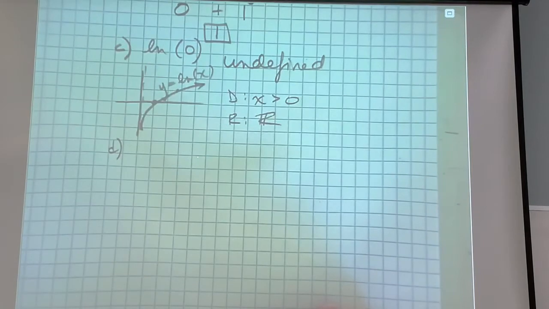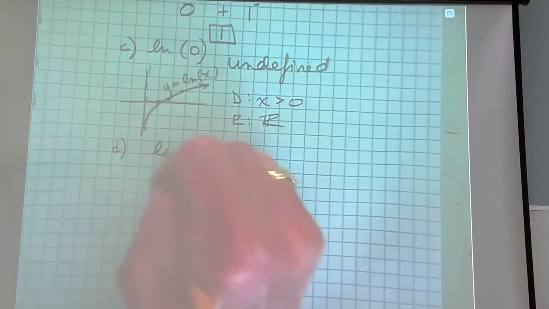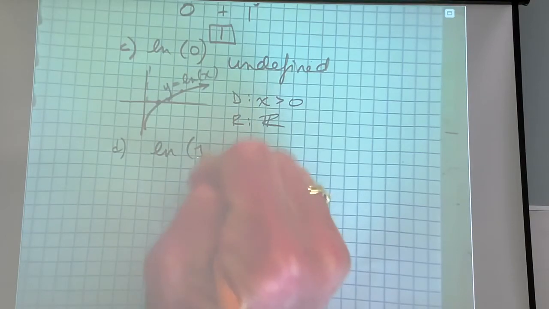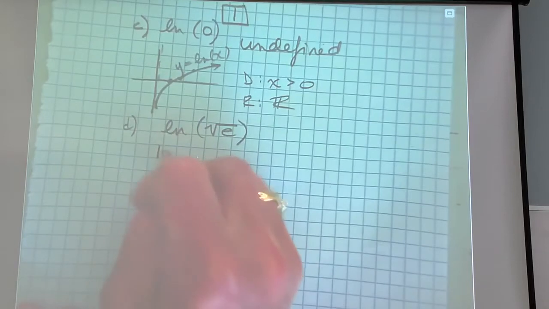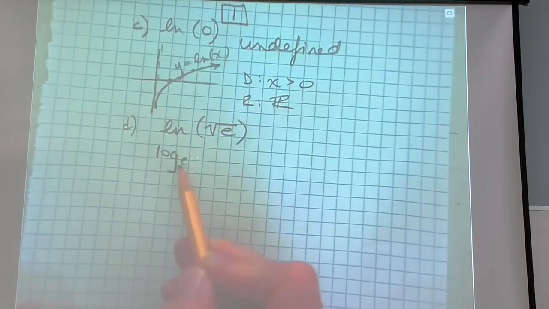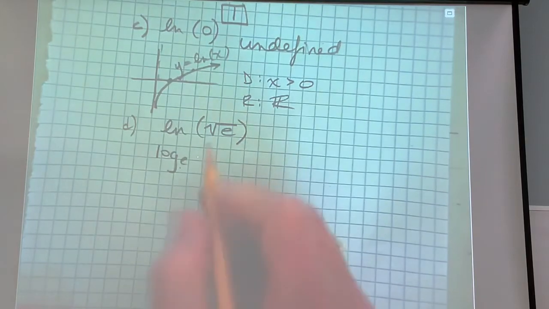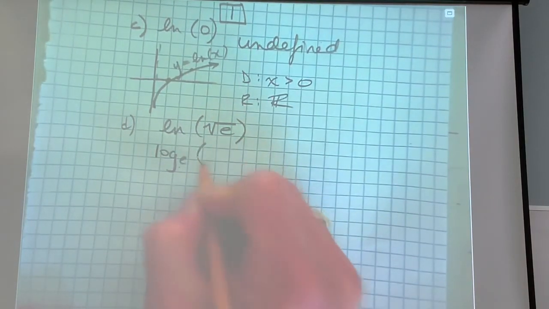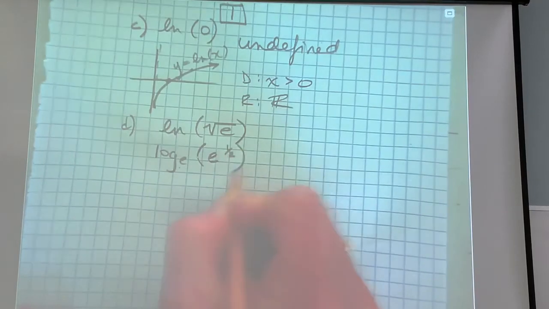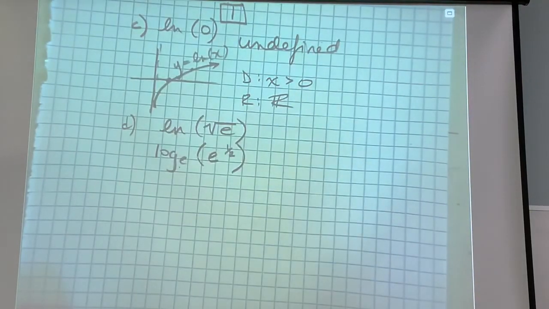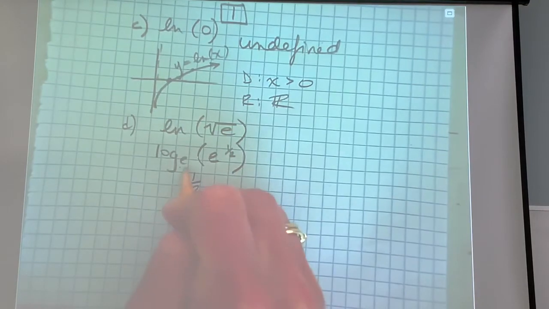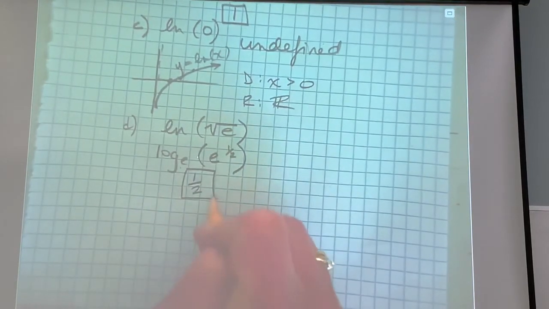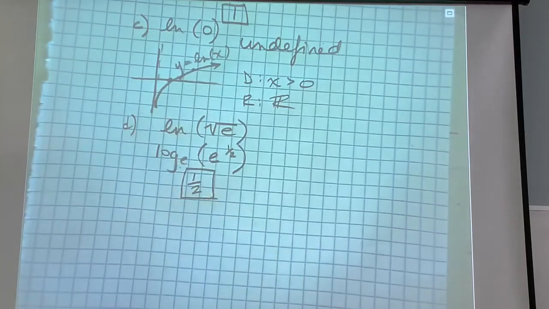Then for D, it says, what's the natural log of the square root of e? I think there's 2 things you can do to make this question a little easier. Again, natural log is exactly the same thing as log base e, and the square root of e is the same thing as e to the 1/2 power. So this is a much friendlier way to write the same problem. These expressions are equivalent, and the answer is just going to be 1/2. What would you have to raise e to get e to the 1/2? It's just going to be 1/2.